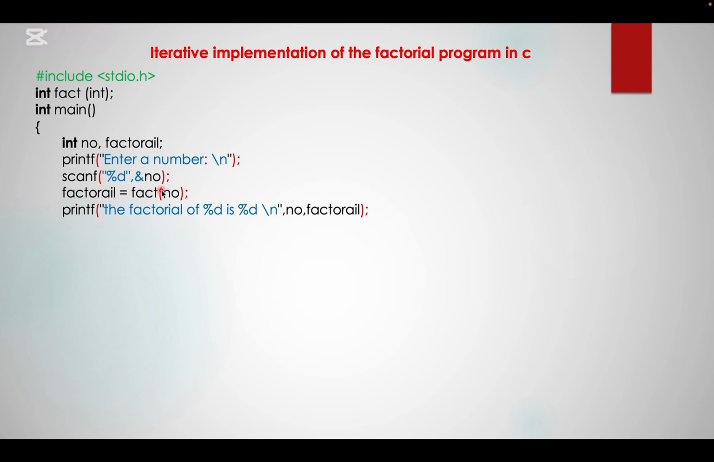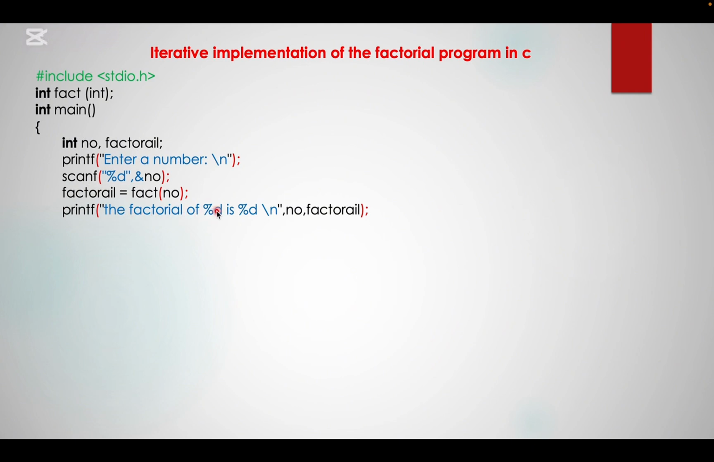Now we are going to call our factorial function here. If the user entered 5, for example, 5 will be passed into the factorial function because it's the factorial function that we are calling. So we are passing 5 into the factorial function, and we are assigning the returned value to this other variable called factorial.